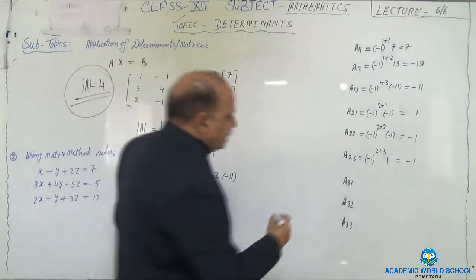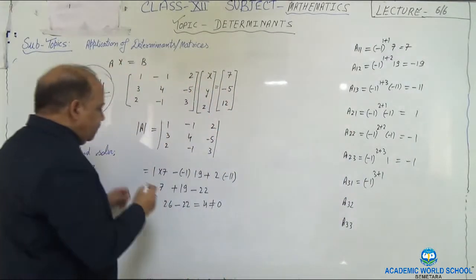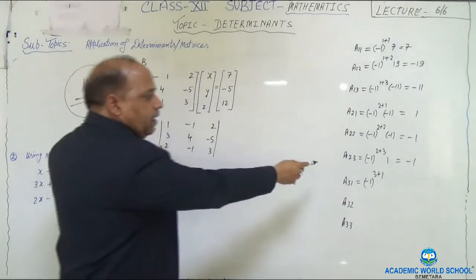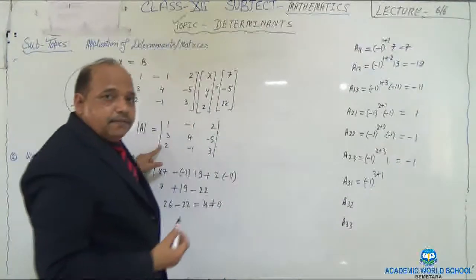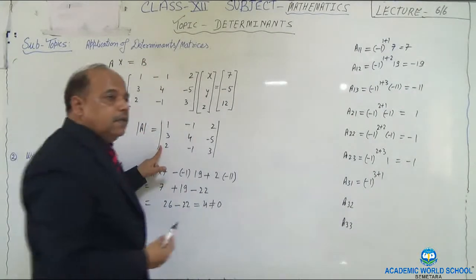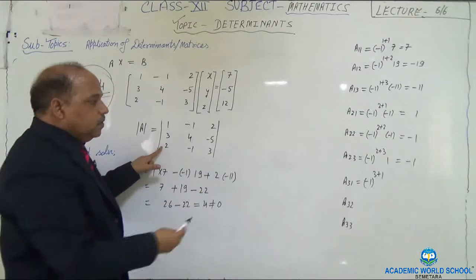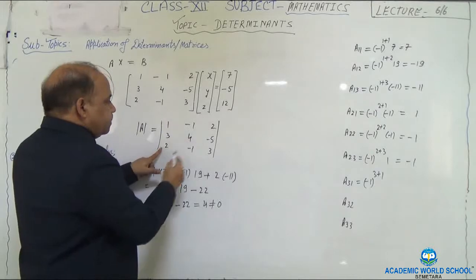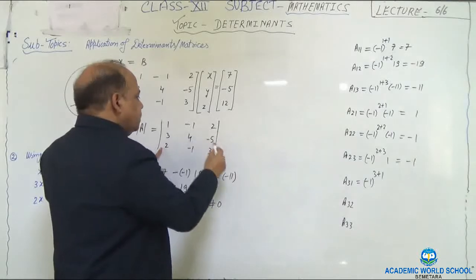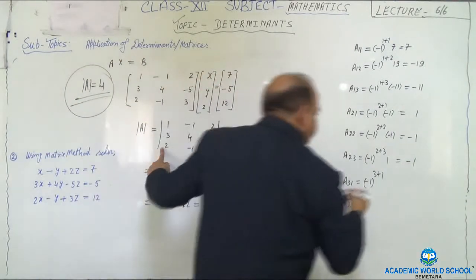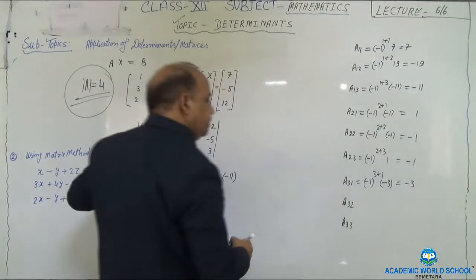Now come back to A31. What will be that? Minus 1 to the power 3 plus 1. We have till now calculated cofactors of all elements of the second row. Now we are moving to find the cofactor of elements of the third row. So this is A31. Leave this part. 5, and then minus 8. 5 minus 8 gives you minus 3. This is already even, therefore you are getting minus 3.